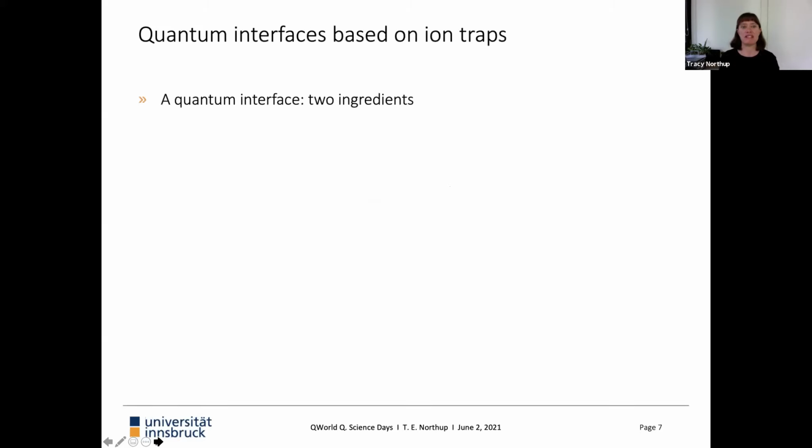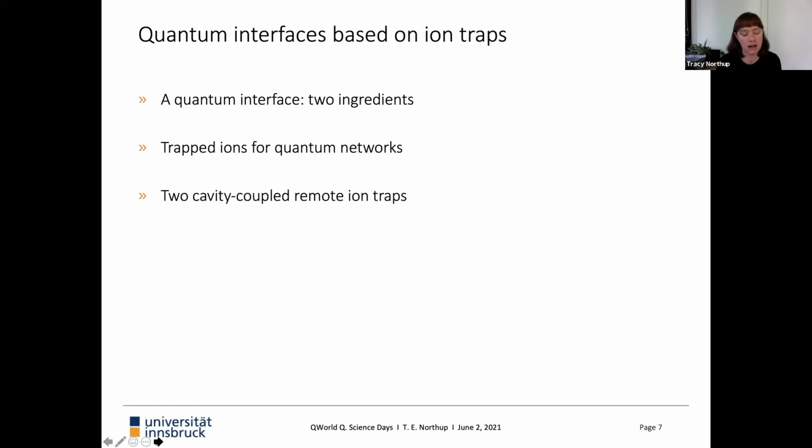Okay, so that brings me now to my outline. I hope I've tried to motivate the idea of these quantum interfaces based on ion traps. I'd like to start by showing you a particular kind of quantum interface that we're working with and outline two main ingredients for these interfaces. Then I want to focus on trapped ions for quantum networks and outline what's been done so far in this research area. In the third part of my talk, I'm going to turn to our research here in Innsbruck and describe efforts to couple together two remote ion traps via optical cavities.